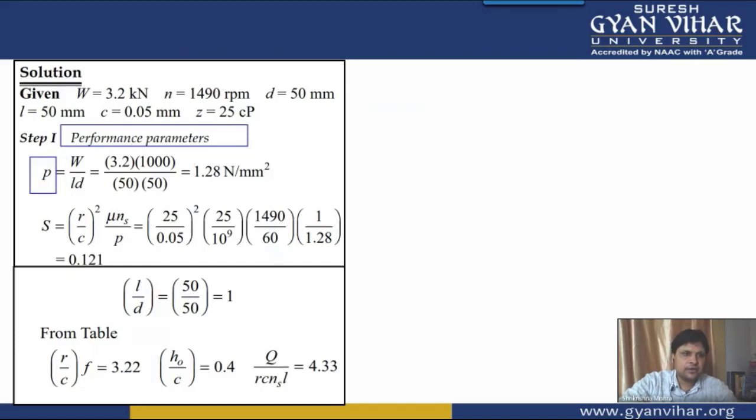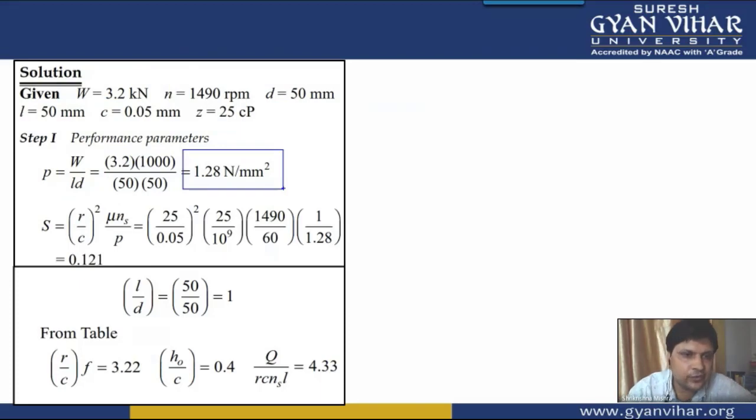Pressure is easy to calculate. We have seen that load divided by the product of L into D will give you the value of unit pressure. So W by LD. The W value you have is in kilonewton, so multiply it by 1000 in order to get it in Newton. L and D are both in mm, multiplied, and finally you will get the value of unit pressure equal to 1.28 Newton per mm square.